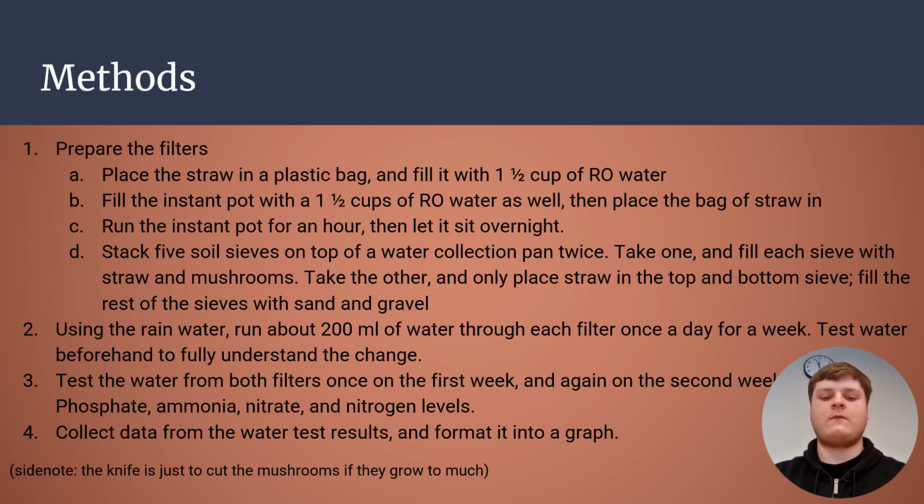Using the rainwater, run about 200 milliliters of it through each filter once a day for a week. Test the water beforehand to fully understand the change afterwards. Test the water from both filters once on the first week, and again on the second week for its phosphate, ammonia, nitrate, nitrogen, and pH levels. Collect data from the water test results and format it into graphs. And there's a little side note at the bottom, like I said, the knife is just to grow mushrooms if they block water.